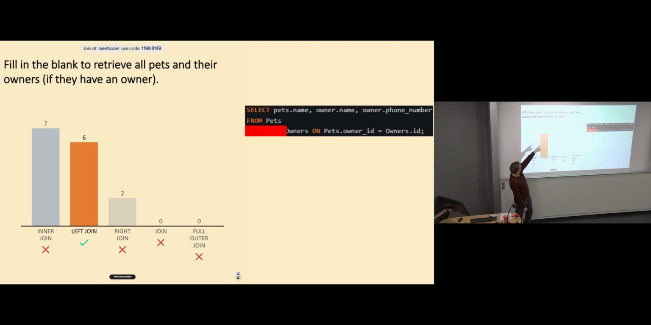And this says to retrieve all the pets and their owners, if they have one. Or multiple owners, yeah, so the pet will be repeated. Yeah, that's fine. Why isn't right join correct? What would that do? All the owners, yeah, even if they don't have a pet.